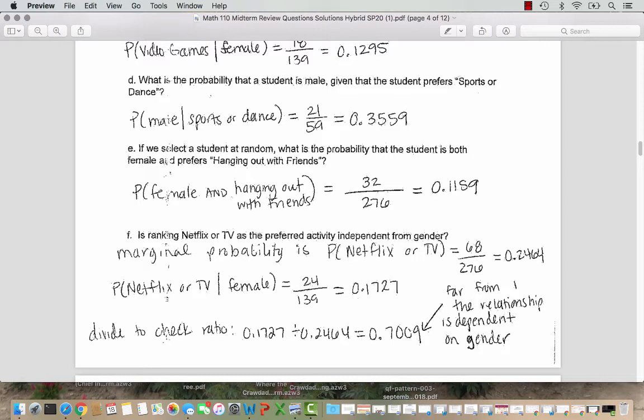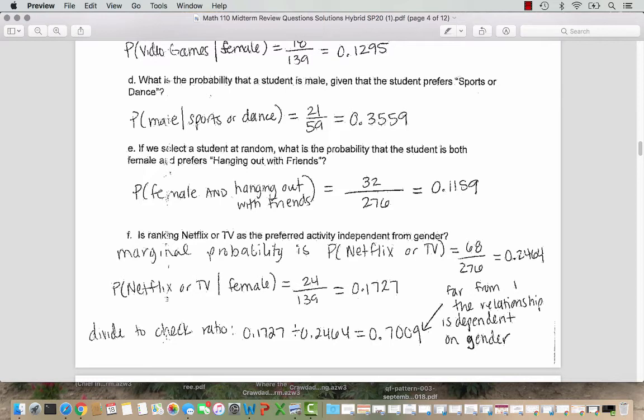So just inspecting the difference, 0.1727 looks far away from 0.2464, but I want to check to see that they're different mathematically, so you can divide to check the ratio. It does not matter if you choose the larger or the smaller number first.